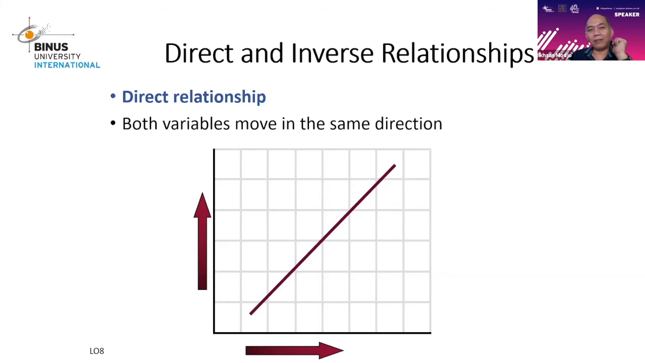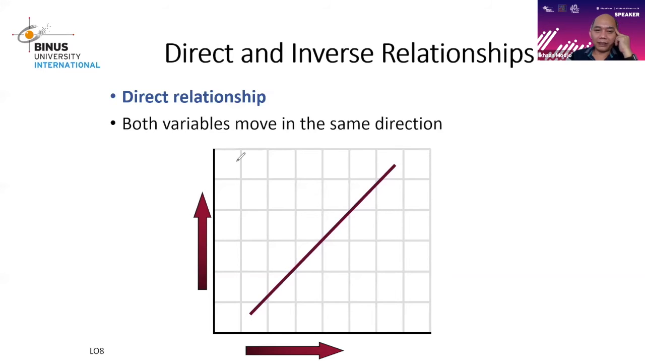So what other kind of relationship is there? We can also have what we call an inverse relationship. So this is the direct relationship, but we can also have an inverse relationship. The inverse relationship is the other way around.